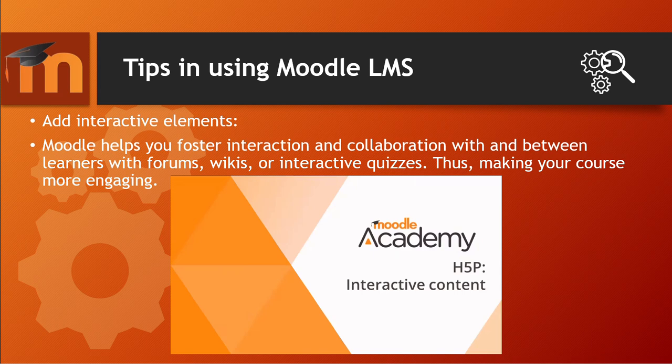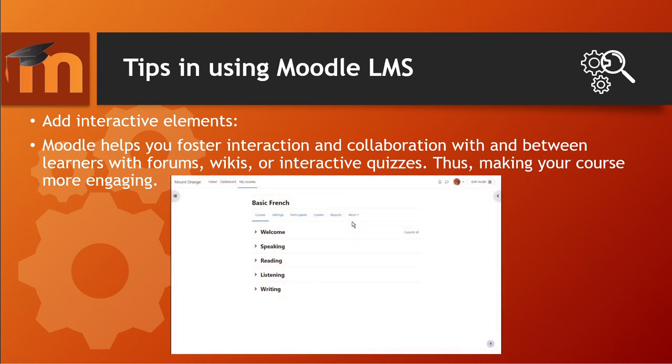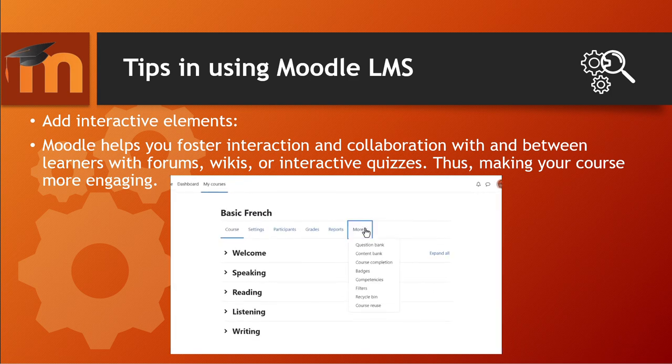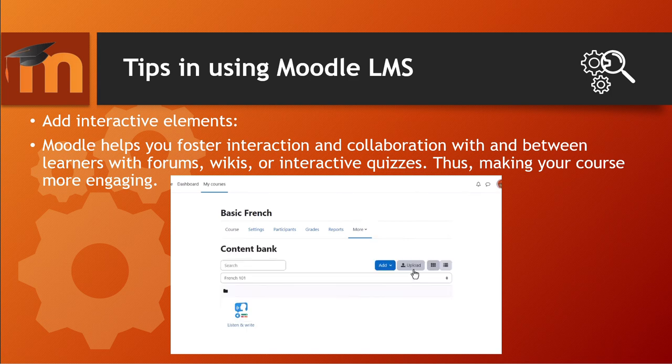H5P – Interactive Content. H5P is open source software allowing you to create interactive content in Moodle. From course navigation, More, Content Bank, we can upload existing H5P content made, for example, on h5p.com or h5p.org, and we can create new content from the Add drop-down.